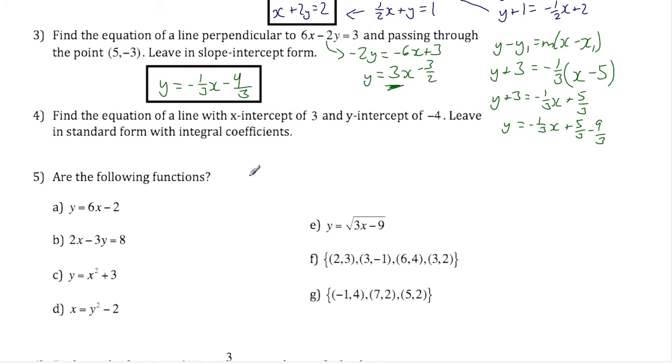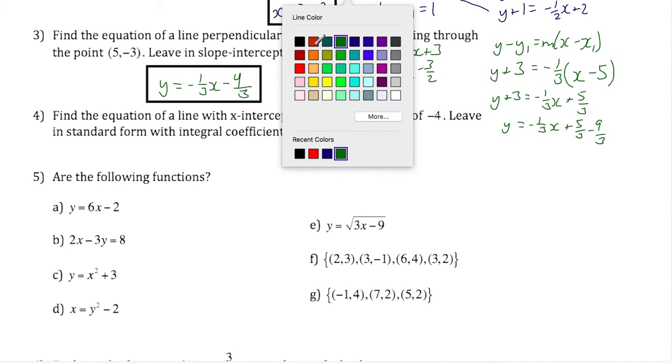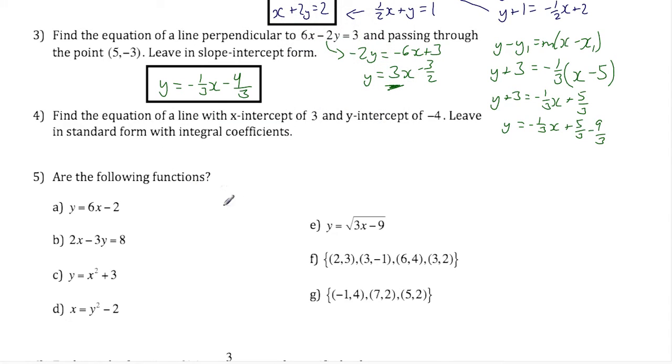Right, equation of a line with x-intercept of 3 and y-intercept of negative 4. Oh boy, a few steps with this one. Let's go with orange. Okay, so we need to know a point, we need to know slope. Well, we actually have 2 points here, which is nice. So here the y-intercept is negative 4, so that gives us the point (0, negative 4). X-intercept of 3 gives us the point (3, 0).